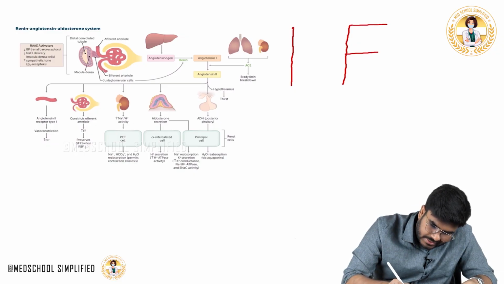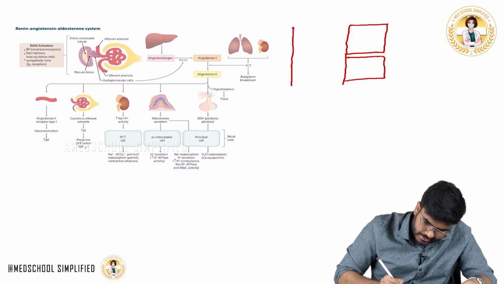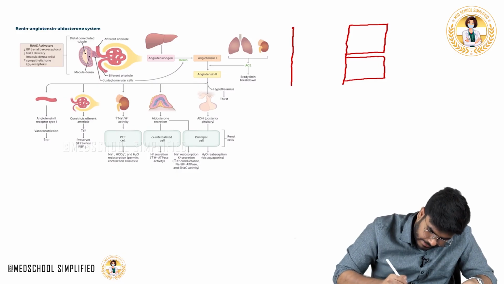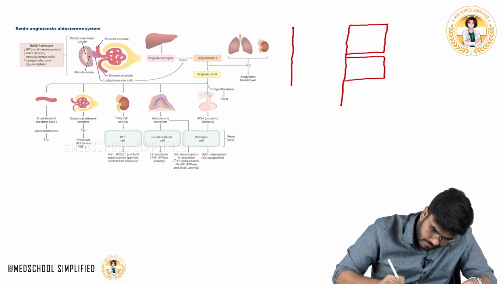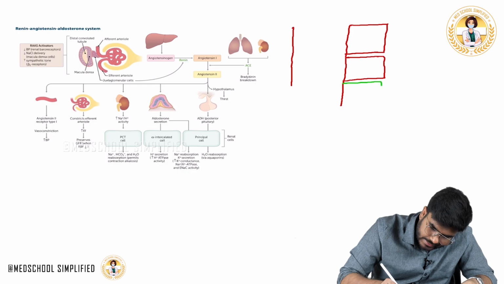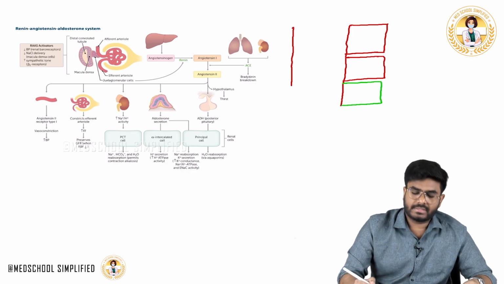Now these are the principal cells. Think that these are the principal cells. Okay, here are the principal cells. Now in between the principal cells, there are some cells called the intercalated cells. Let me show you here itself. Okay, here is one cell which is called the intercalated cell. Okay, principal cell, intercalated cell.